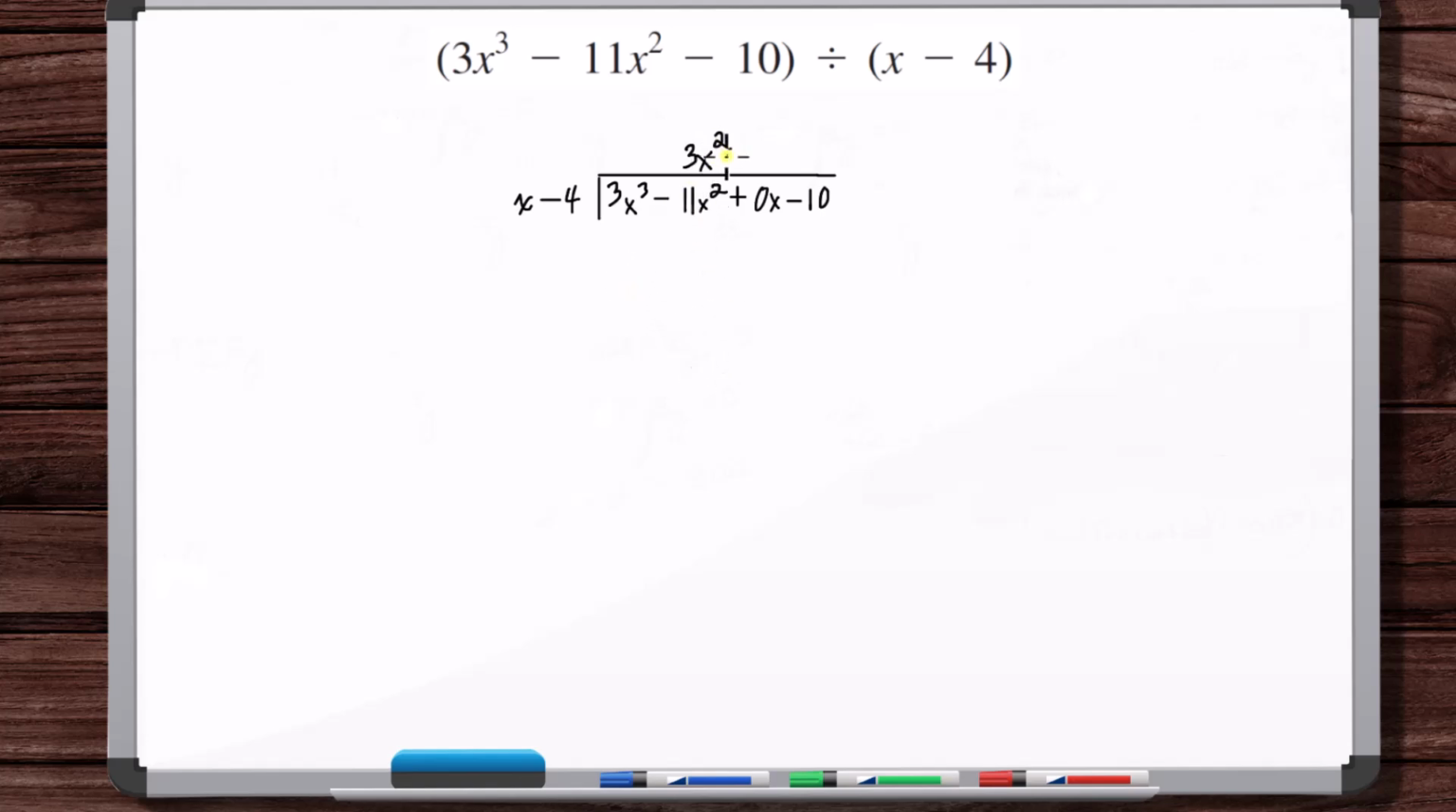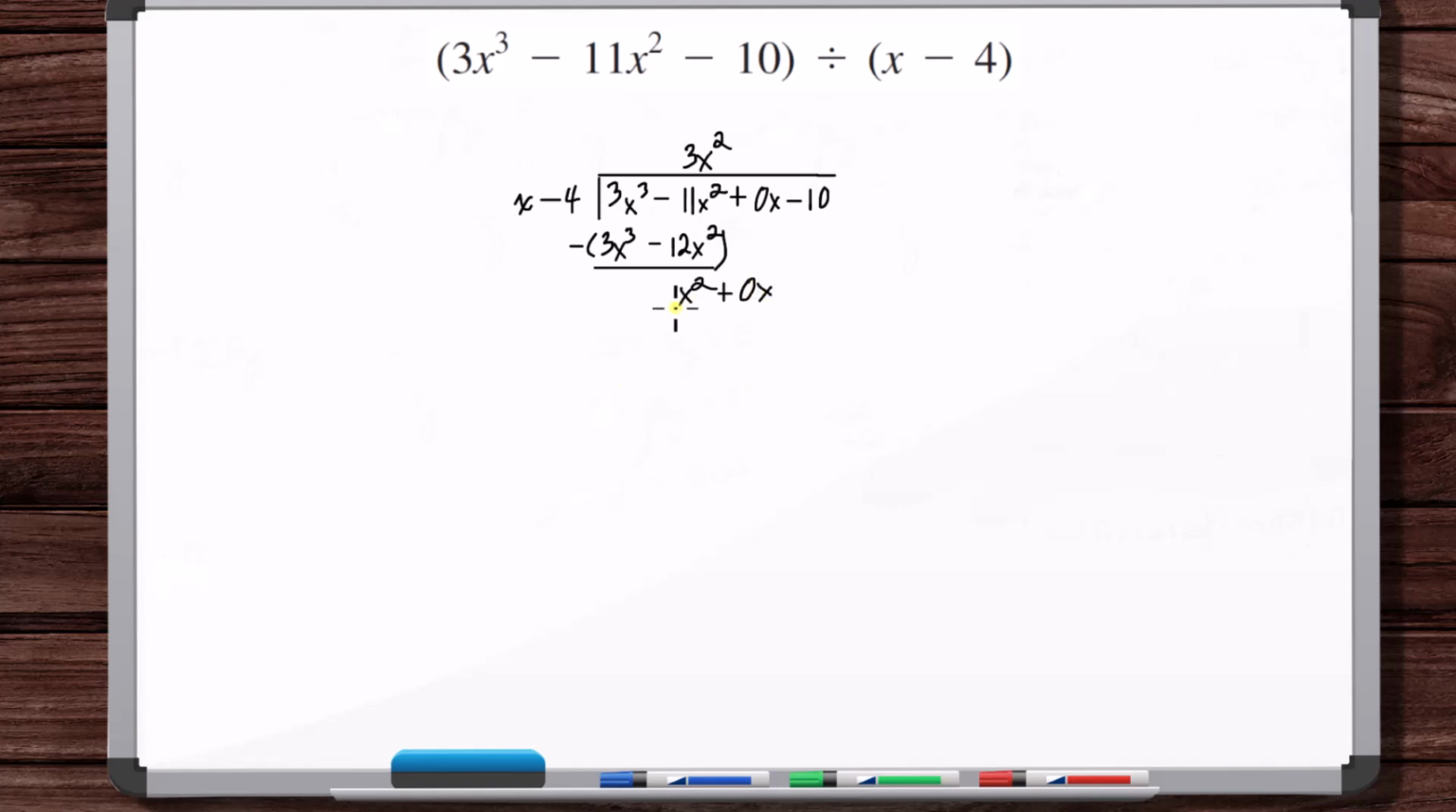Next we want to multiply this by the entire divisor and put the result under here. So 3x squared times x is 3x cubed. Then 3x squared times minus 4 is minus 12x squared. So now we're going to subtract this from this. 3x cubed minus 3x cubed is 0. Minus 11x squared plus 12x squared is just x squared. Now if we bring down this term, this is 0x.